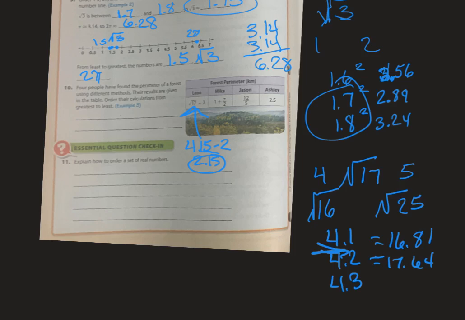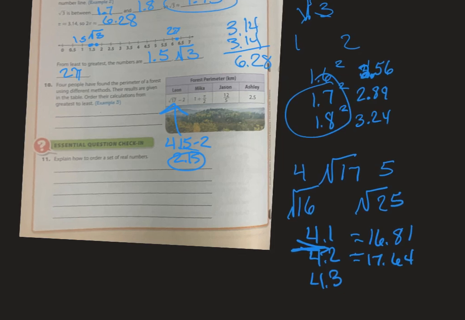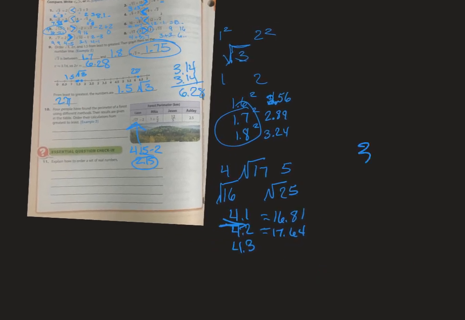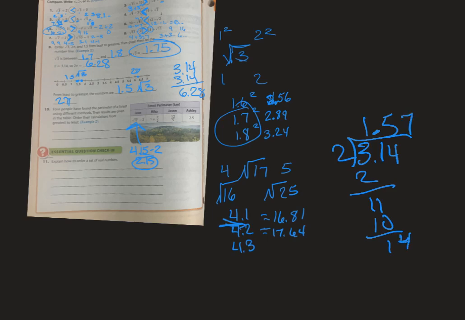Okay, and then Micah is 1 plus pi divided by 2. So if we just did the 3.14 divided by 2, what do you get? 1.57 plus 1. So this one is 2.57. Okay, Jason is 12 divided by 5. So 12 divided by 5 is what? 2.4, and then we can leave the 2.5.